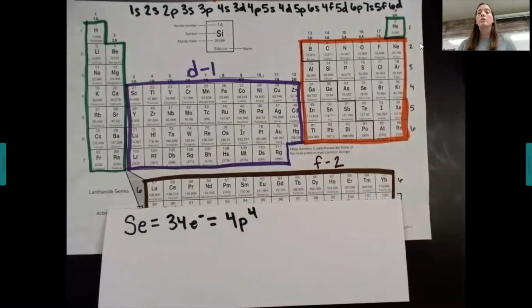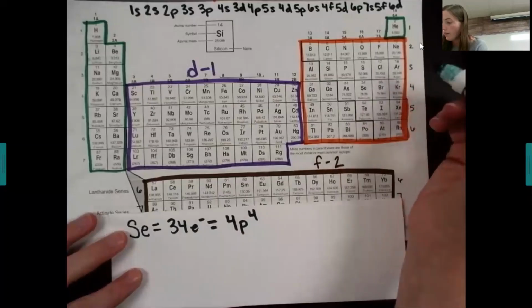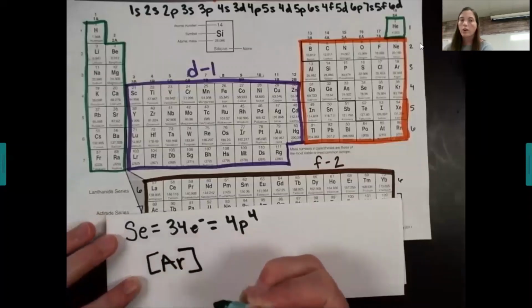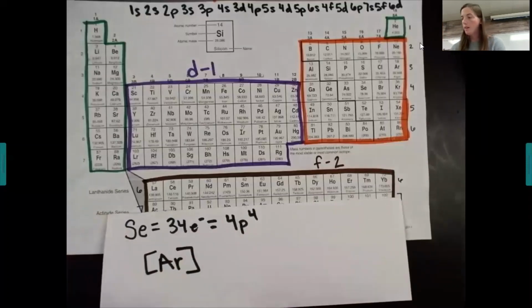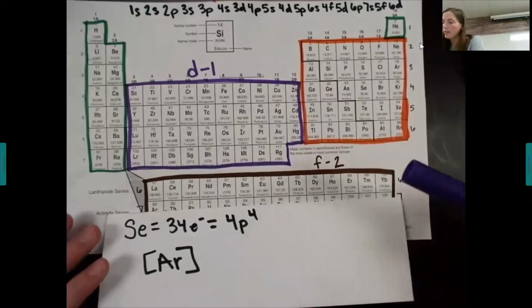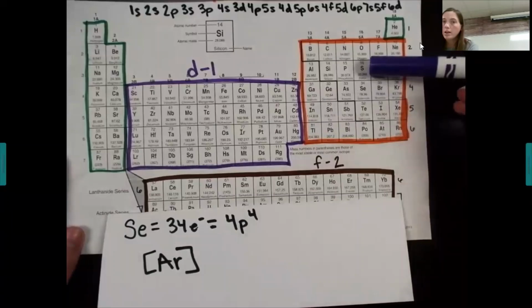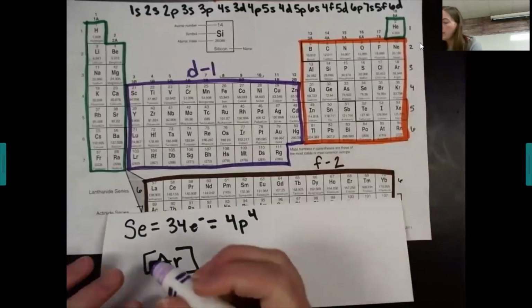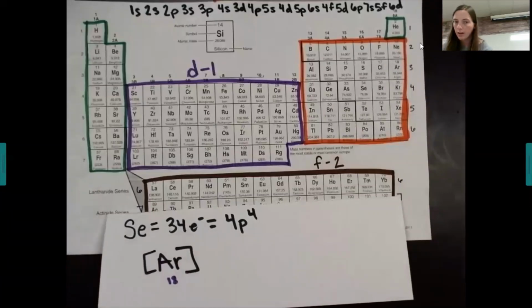Okay, what noble gas do we have before selenium? Before selenium, we have argon. So this is going to be argon right here. All right, so we have argon as the noble gas before selenium, because again, we went up a period and we went all the way to the right. That's where we found argon. Argon has the atomic number of 18, so we remember that later.